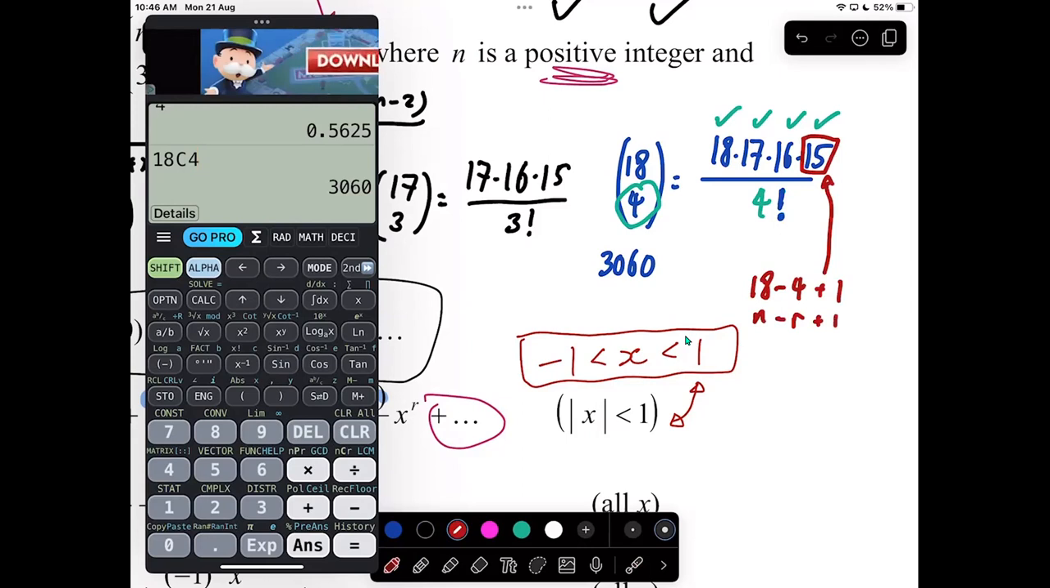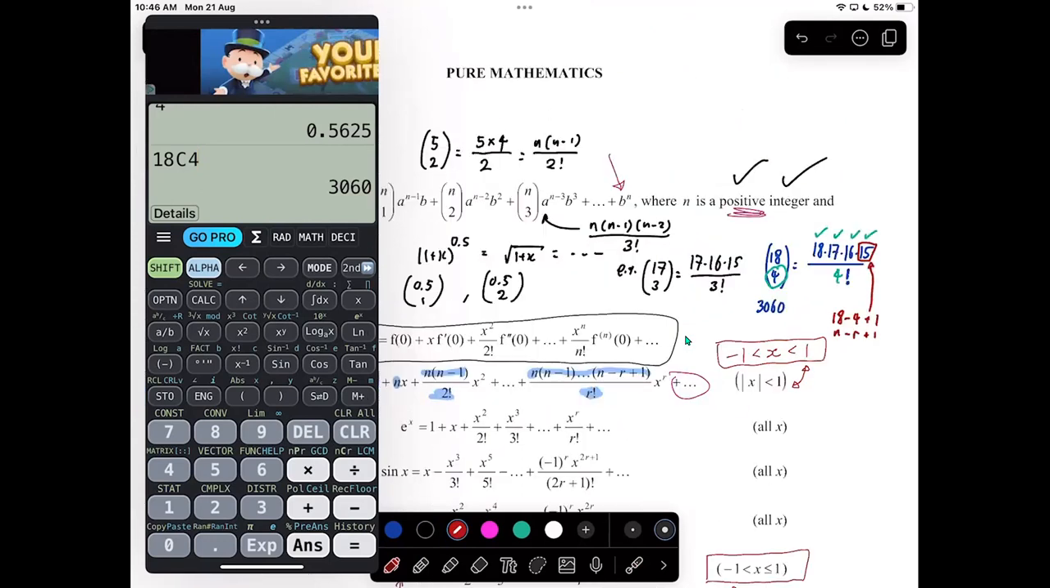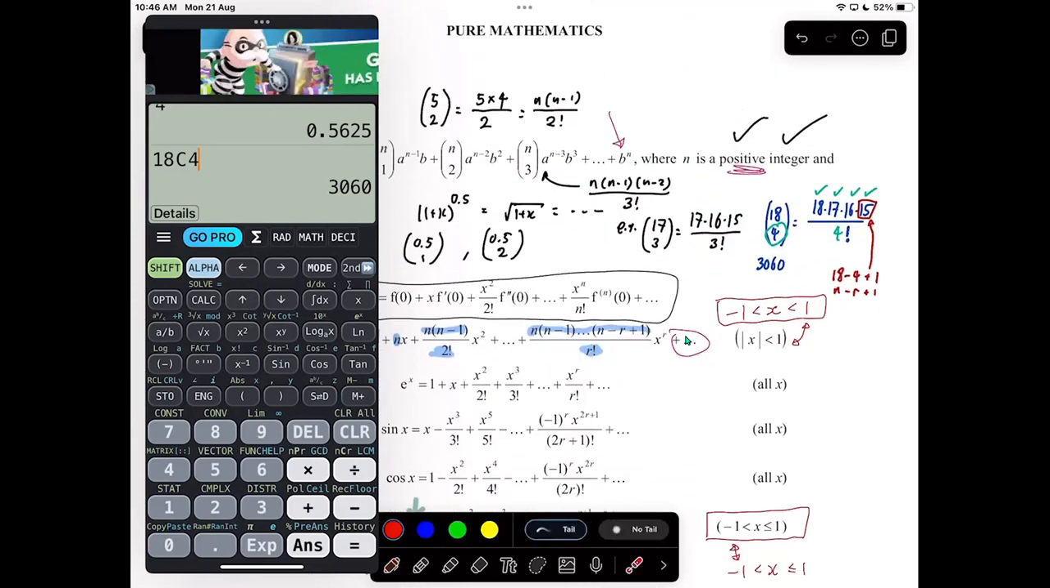The 18 can be any big number, the R can be any small number. Then big number choose small number, it will always stop at N minus R plus 1, which is why the formula here gave you N, N minus 1, counting down. Dot, dot, dot means you continue counting down, you see the pattern until you hit N minus R plus 1, just like this. 18, then count down to 17, then 16, and then finally stop at N minus R plus 1, 18 minus 4 plus 1, which is 15. Then divide by R factorial, which is 4 factorial. Okay?